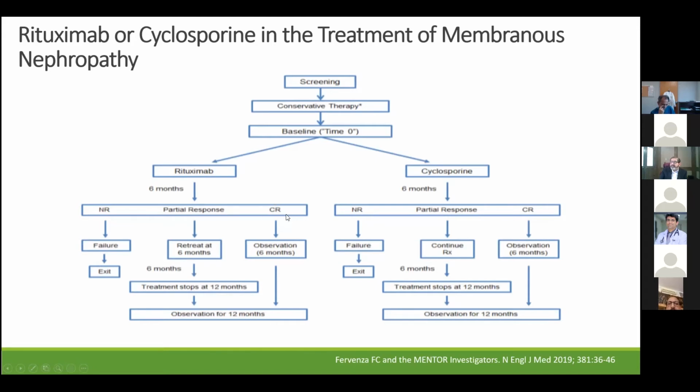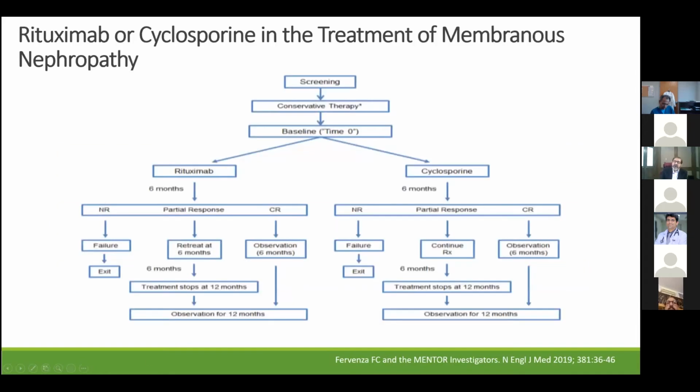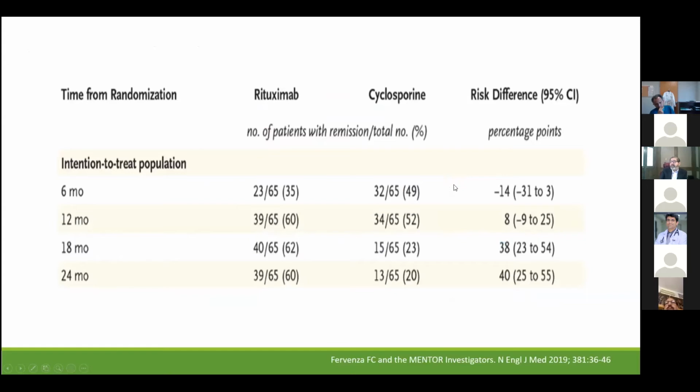Also, if you had a complete remission, so you see, if you had no remission, you're out. If you had a partial response, you're continuing treatment for another 6 months. But if you had complete remission, then they would observe you to 12 months and then observe you for another 12 months. So you're being observed total for 24 months. And so this was designed and powered as a non-inferiority trial. It wasn't designed to show that rituximab was superior to cyclosporin. It was designed to show that rituximab and cyclosporin were about the same, okay?